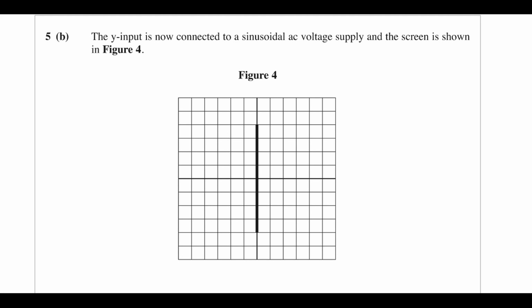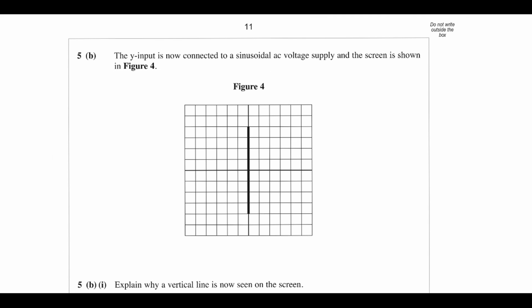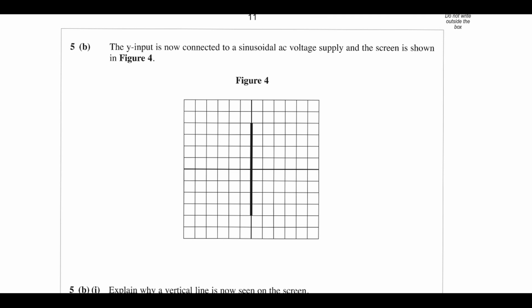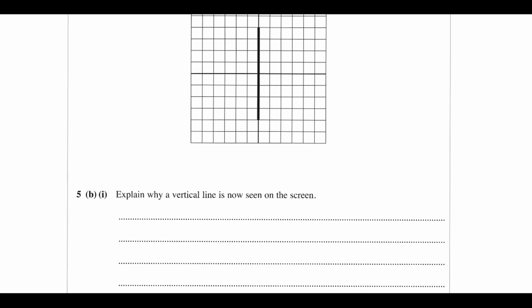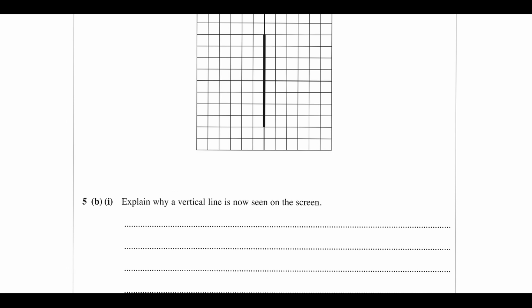The Y input is now connected to a sinusoidal AC voltage supply, and we've got this screen shown. So it's just going up and down, which would indicate the time base is currently switched off. Explain why a vertical line is now seen on the screen.